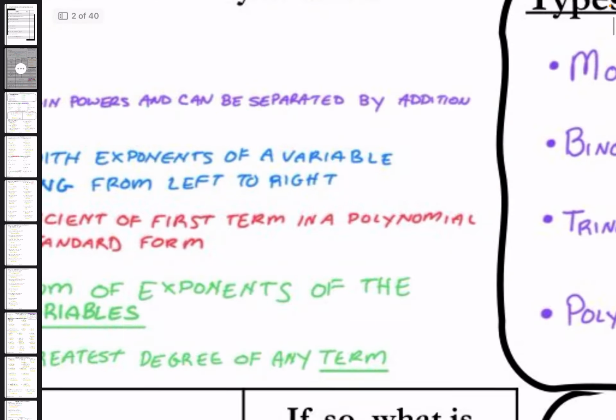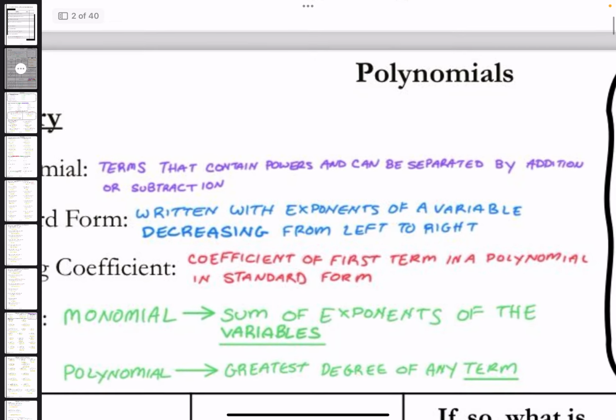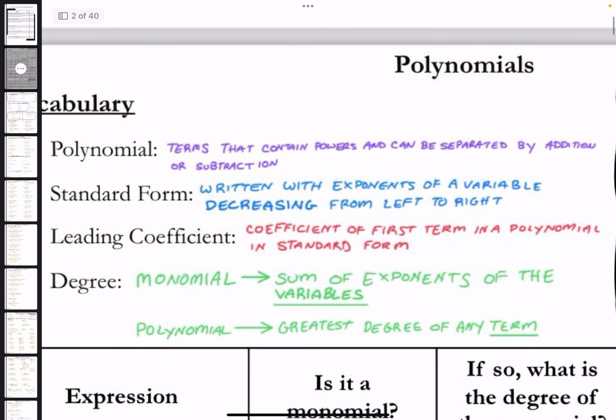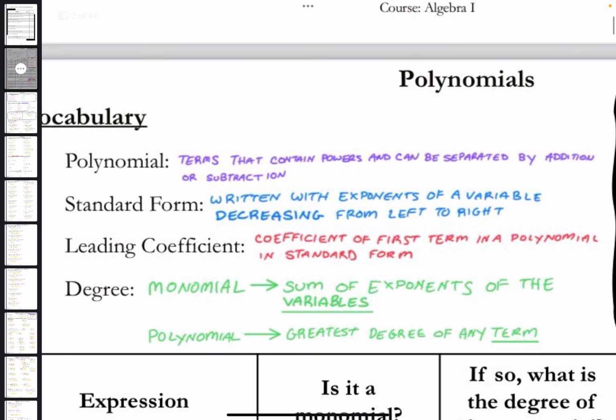And now we're going to go to the definitions. If you do not know these definitions, it will be a struggle for this unit. So I highly recommend making flashcards. Polynomials, as we understand them, are terms that contain powers and can be separated by addition or subtraction, right? The addition and subtraction signs allow us to look at how many terms there are. This goes back to Unit 1 in terms in an expression, right? 5x plus 3y equals 10. That has 3 terms in it.